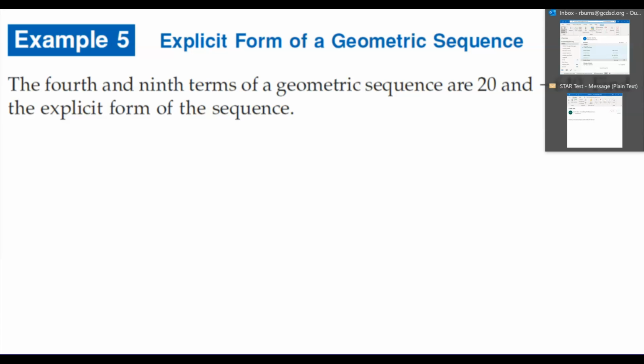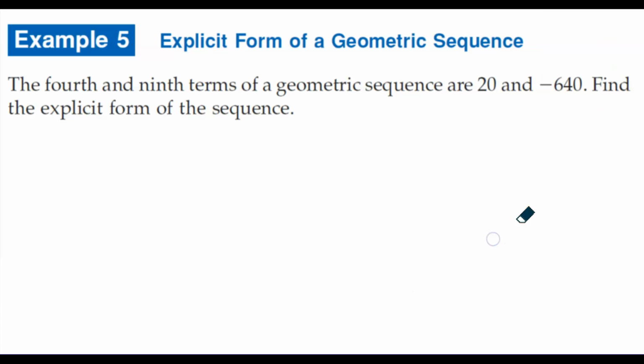Okay, last example. This one can be a little bit tricky, but stay with me. It says the 4th and the 9th terms of a geometric sequence are 20 and negative 640. Find the explicit form of the sequence. Okay, I'm just going to keep reminding you the explicit form is un equal to u1 times r to the n minus 1. So in order to find the explicit form for this sequence, first I have to know the first term, then I have to know the common ratio.